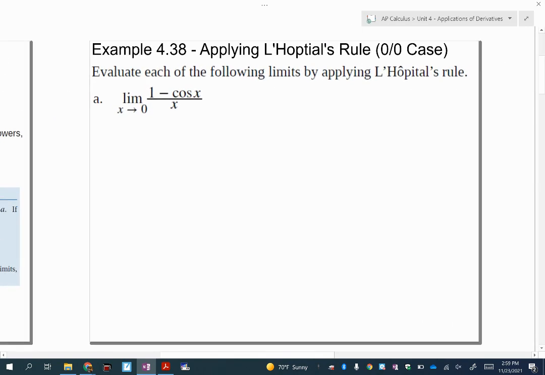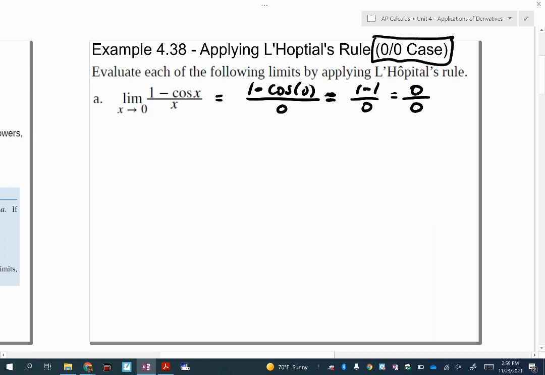This one says, evaluate the limit as x approaches 0 of 1 minus the cosine of x over x. So the first thing I do is I just plug in 0. So 1 minus the cosine of 0 over 0. Now, if you forgot, always refer to your formula sheet, but the cosine of 0 is 1. So 1 minus 1 is 0 over 0. So that's this idea that we get 0 over 0. So if you get 0 over 0, then you can apply L'Hopital's rule.